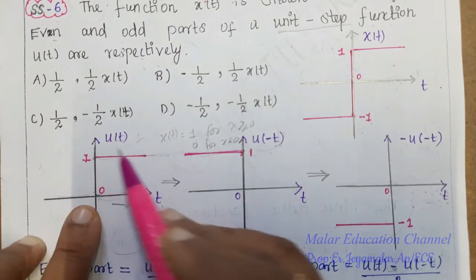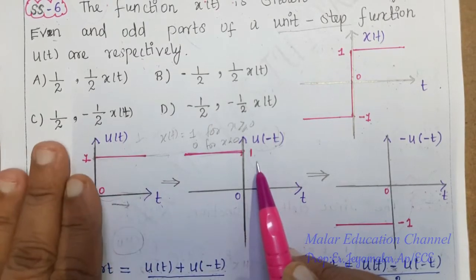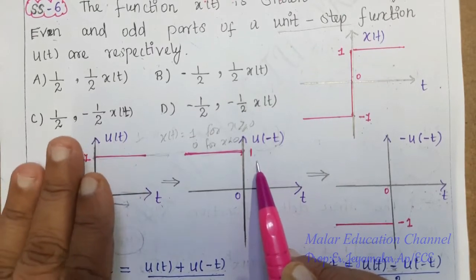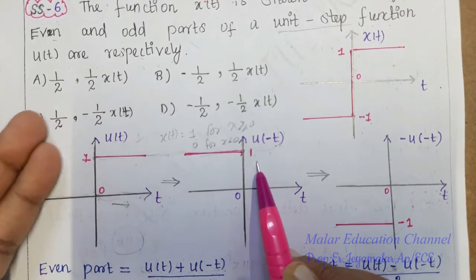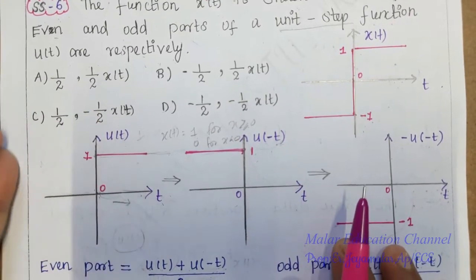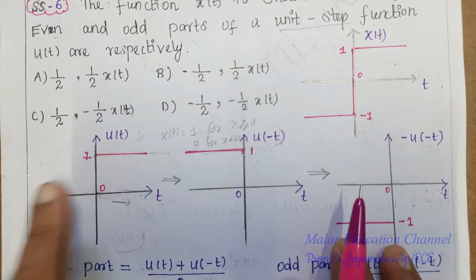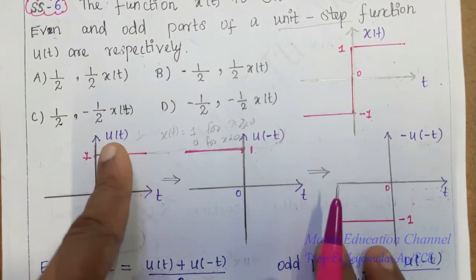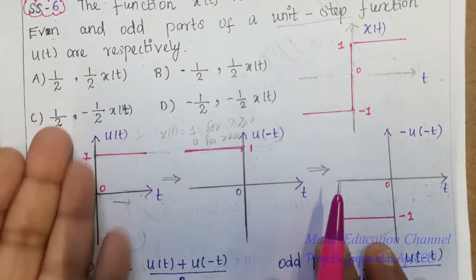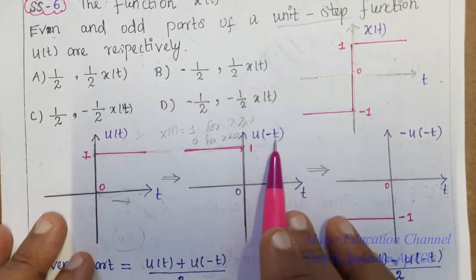That is u of t. And u of minus t is just a mirror image of u of t. A mirror image means just folding the signal to the left side, because of minus t. So minus t means just to fold the given signal. This is the signal. Folding means it looks like this, isn't it? So here also the folded function looks like this, on the left side. This is for u of minus t.